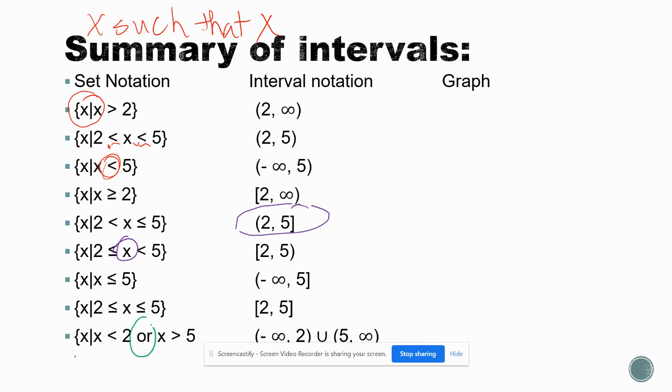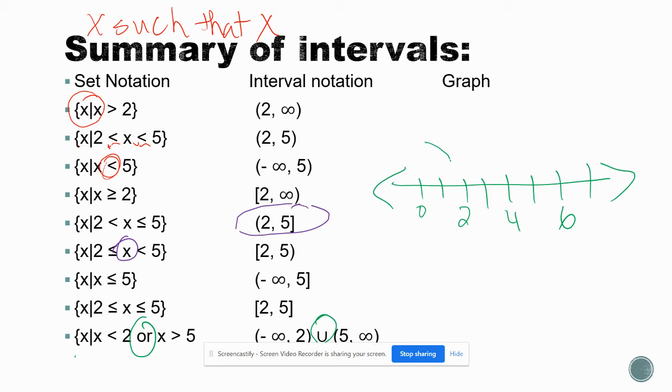And then or means a union. x is greater than 5. So we're starting at 5. 5 gets a parenthesis because it's not equal to. And then there's no stopping point. So that's positive infinity. So on a graph, parenthesis at 2, shading to negative infinity. Parenthesis at 5, shading to positive infinity.